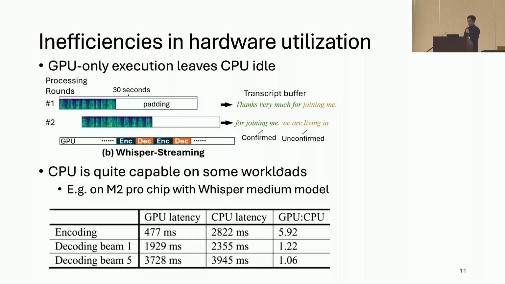But on the client side, the hardware is quite different from the cloud side. We find that the CPU is actually quite capable on some of the workloads. For example, as shown in the table below, we tested the Whisper medium model on an M2 Pro chip MacBook Pro, and we find that for encoding, the GPU latency is much shorter than CPU, but for decoding with different beam sizes, GPU latency is actually comparable with CPU latency. So from this result, we feel that if we can somehow use the CPU in the processing as well, then the latency can be further reduced. But it's also a non-trivial problem, and I will introduce our techniques later.